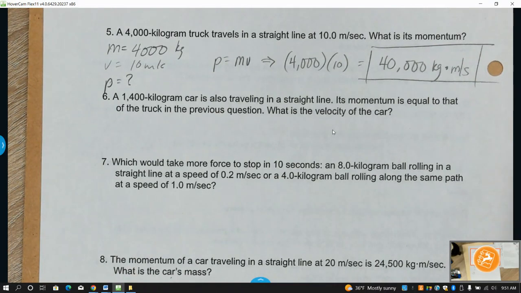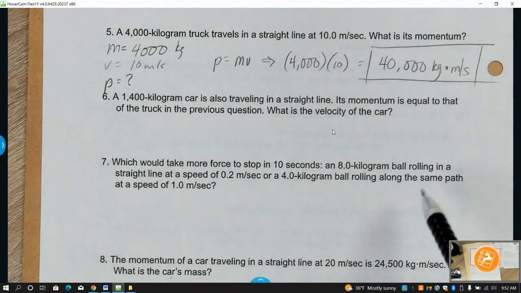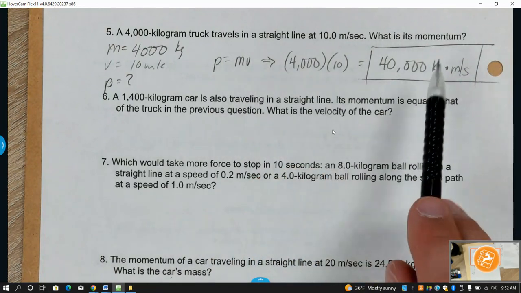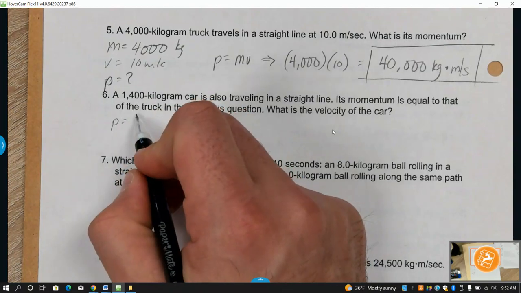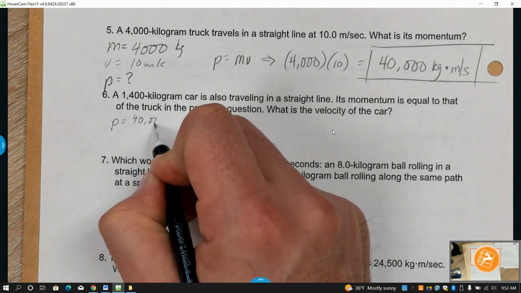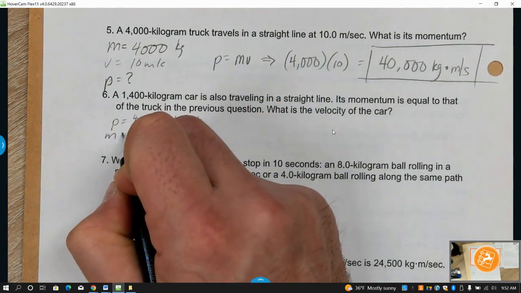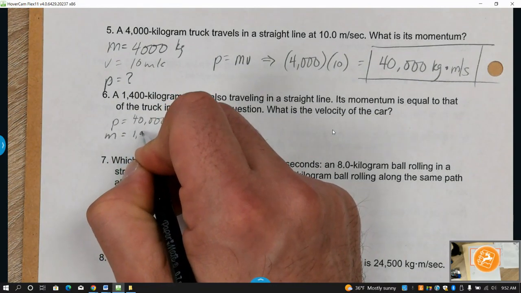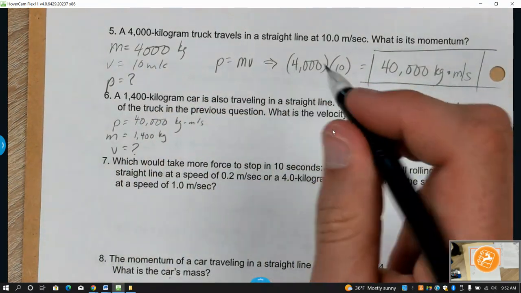Now 6 says a 1,400 kilogram car is also traveling in a straight line. Its momentum is equal to that of the truck in the previous problem. So what is the velocity of the car? So they're basically saying, okay, your answer from 5, that's the momentum. So 40,000 kilogram meters per second. They're saying now the mass, it's a car, is definitely less, 1,400 kilograms. What is the velocity that this thing is moving?